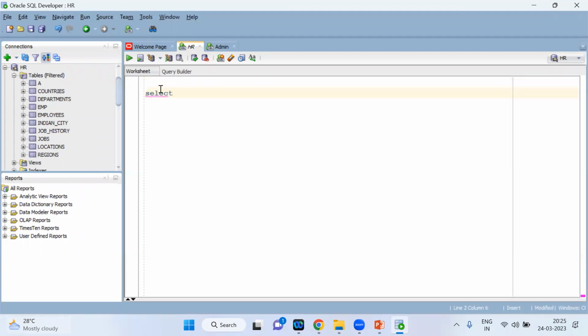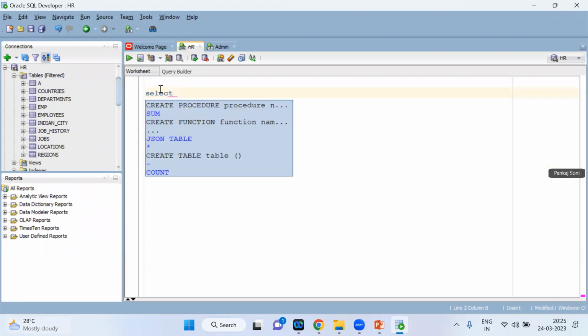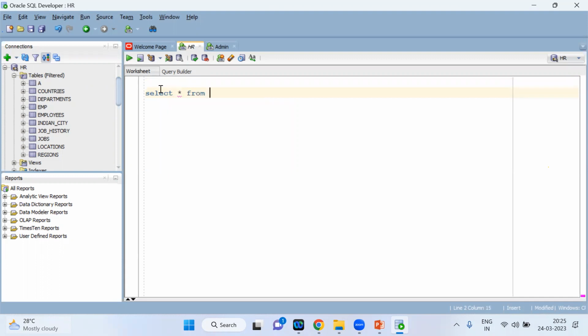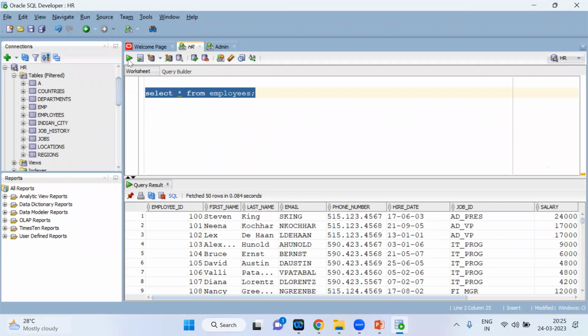In your database, this is the worksheet where you will write your query. SELECT * FROM employees. This is the very basic query, guys, and employees is the table name. This is the method to fetch or retrieve the data from the table. If you run this, click here on this green triangle button, it will run this statement.